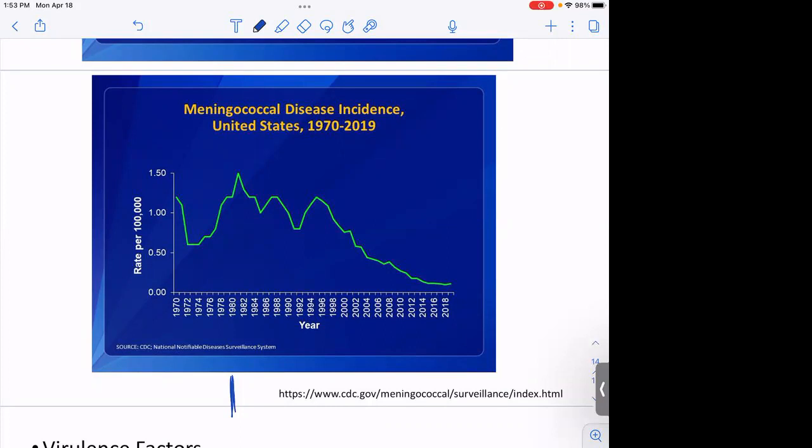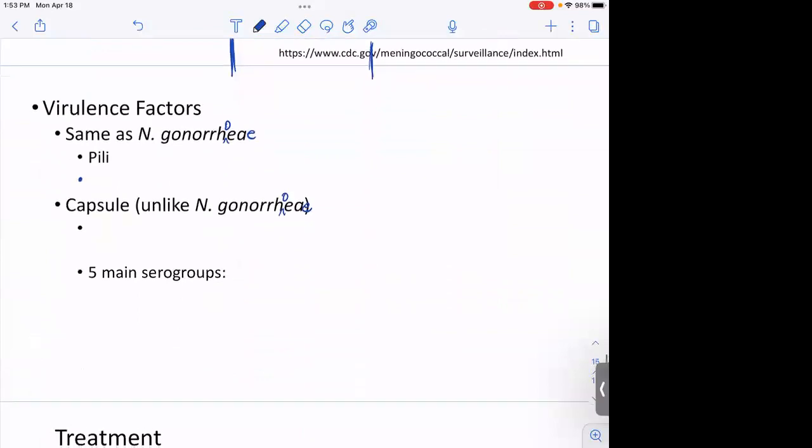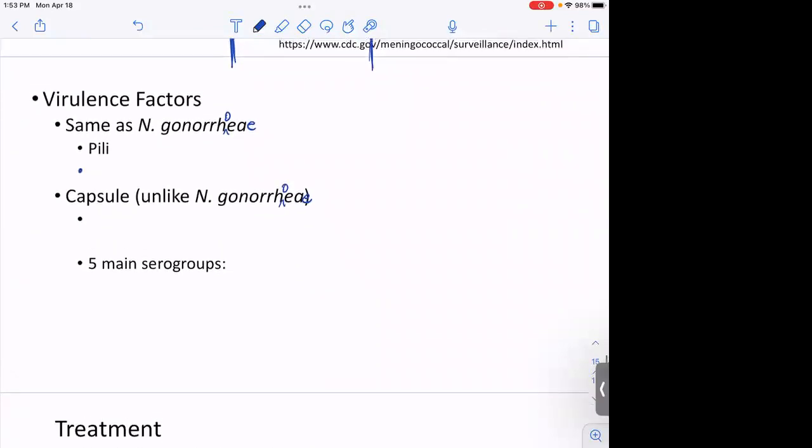We came out with the vaccine that we use now in 2005. So it was kind of on its way down, but presumably it was better than that first vaccine even. So again, it's pretty rare. Let's look at the virulence factors, and then we'll talk a little bit more about that vaccine and what we do to treat it.